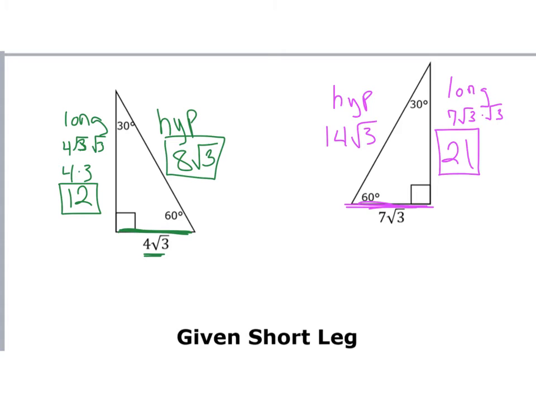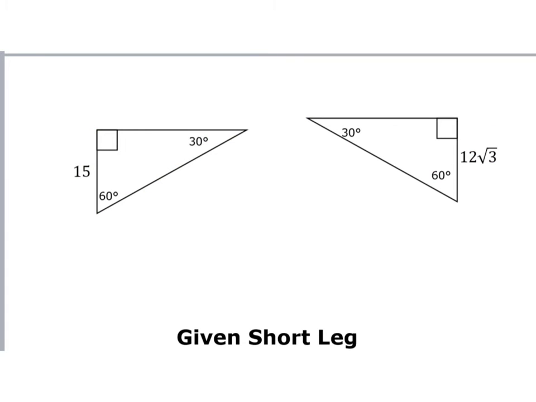All right, so let's go to the next one. Now we're back to normal. Our short leg is 15. So my long leg is 15 radical, or square root of 3. And my hypotenuse is 30.